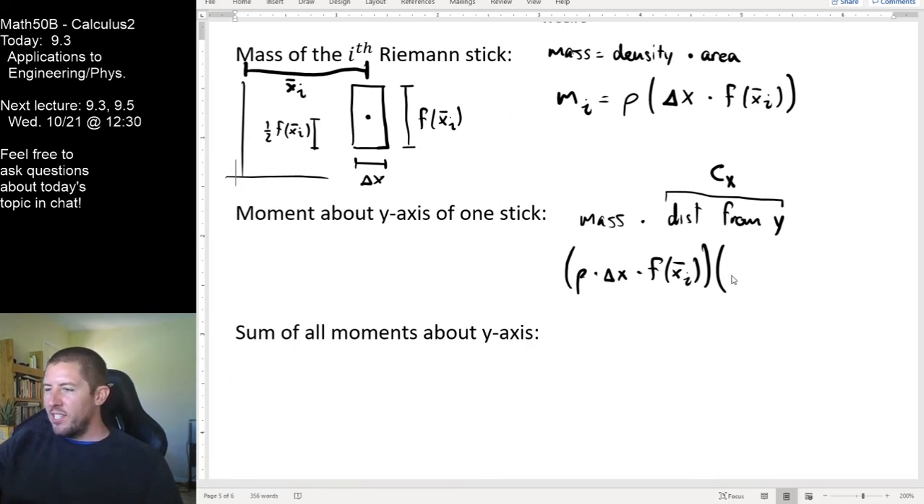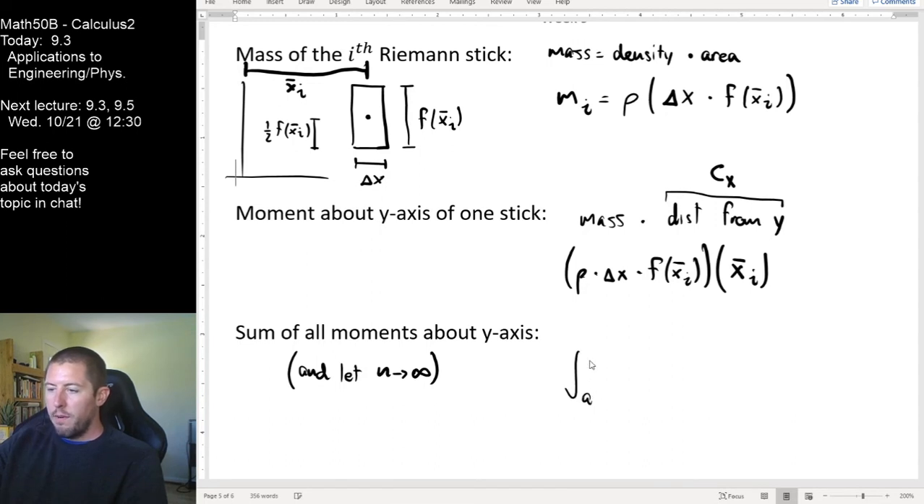And so that is just our x bar sub i. Now what we want to do is sum all of these moments about the y-axis, right? We're adding up all of these things, but we're also going to let n go to infinity. And what you should see is that we're just adding up a bunch of terms that are going to be representative of an integral to us here.